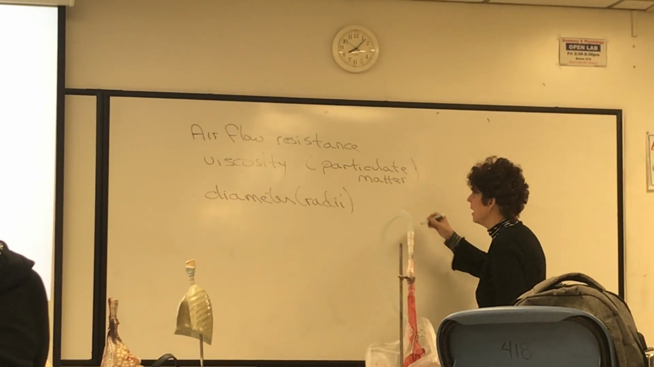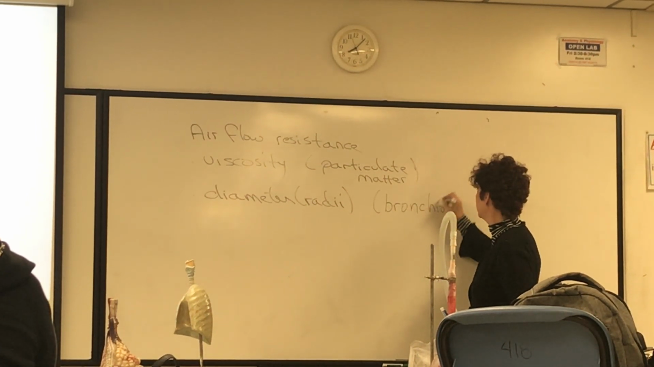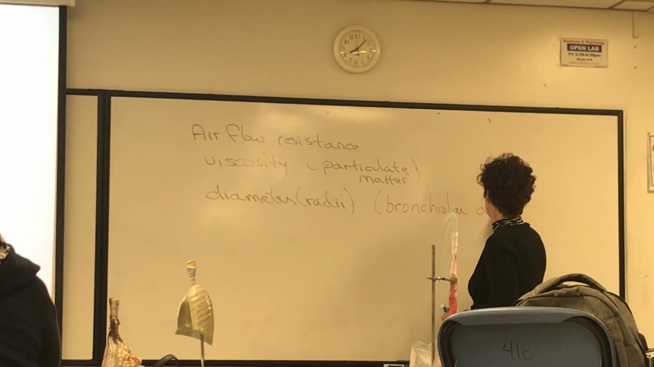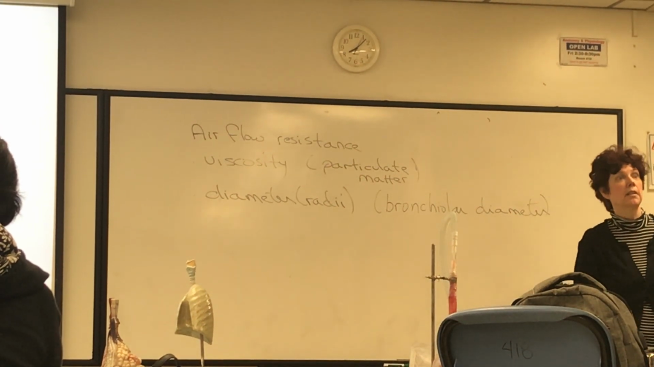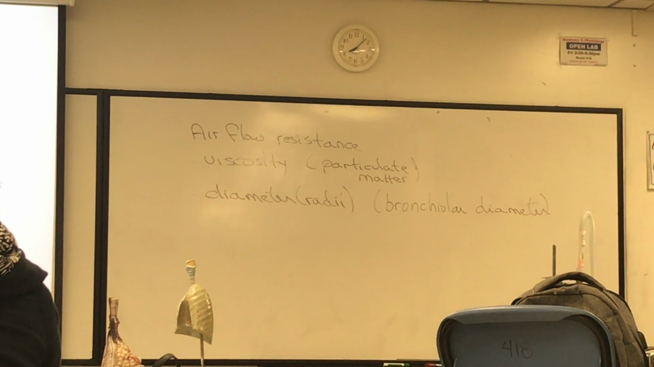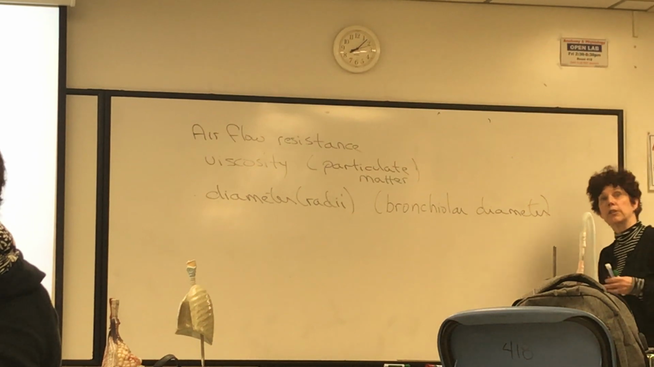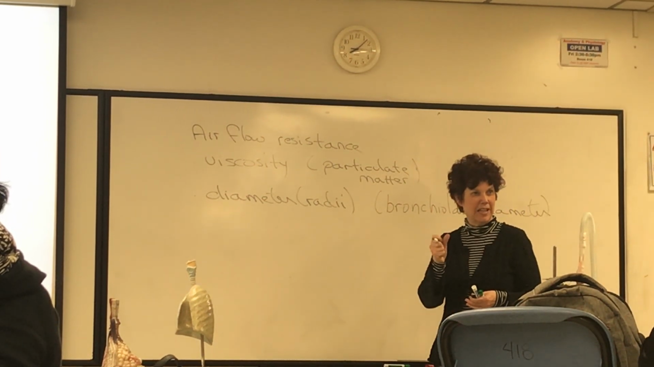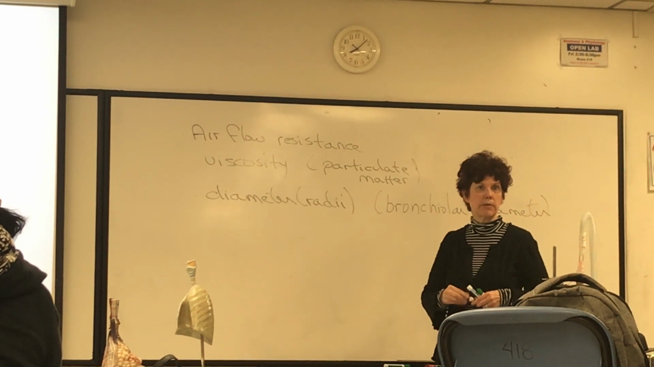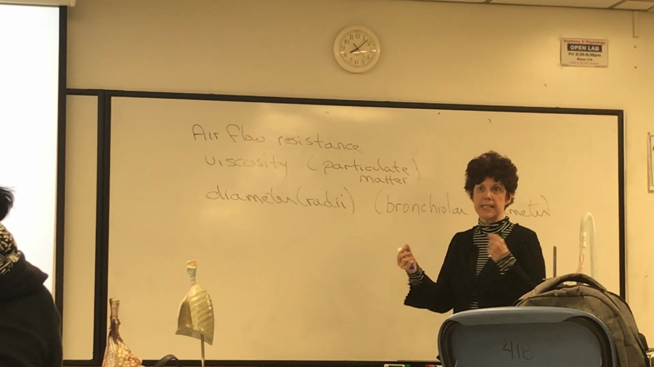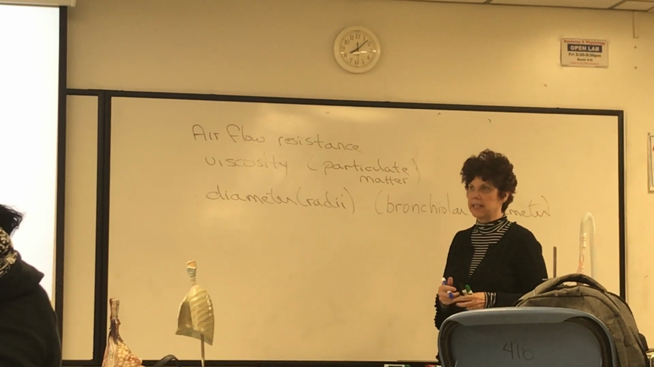So anybody remember why it's bronchiolar diameter that is most effective in changing resistance? Right, there's no cartilage, so they can constrict or dilate more. And there's a lot of them. So we have more of the bronchioles than we do of the bronchi. We have even more alveolar ducts, but they don't have enough of the smooth muscle to do much constriction or dilation.